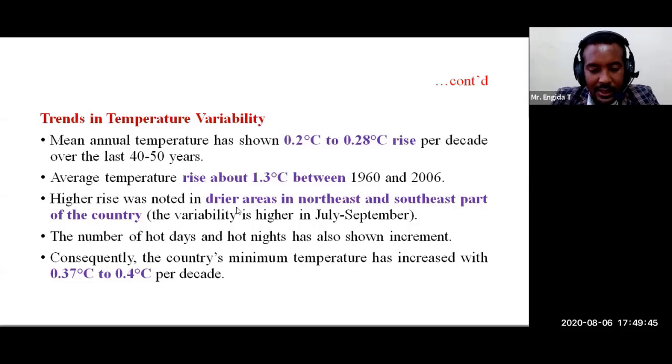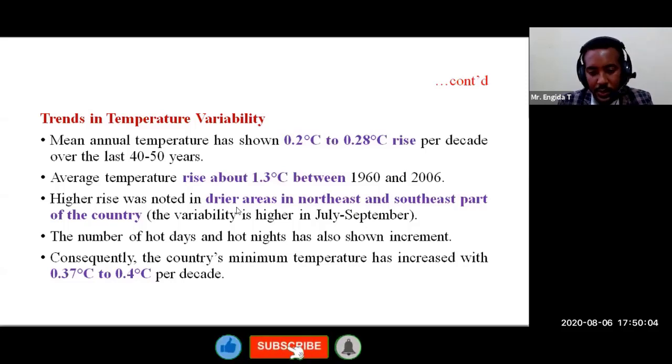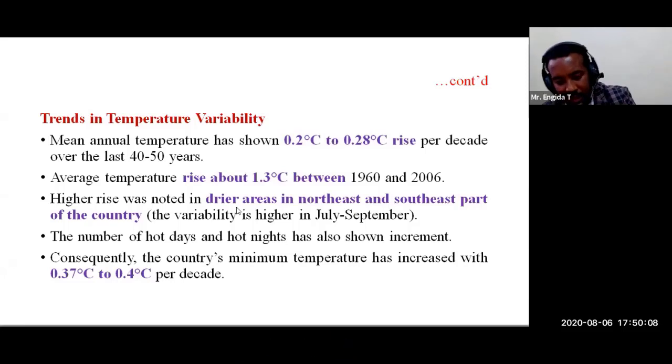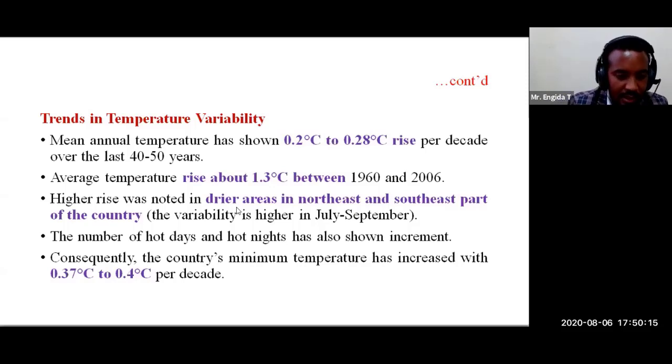Specifically, some study indicated that between 1960 to 2006, you can imagine the record, there was a change of about 1.3 degrees centigrade within these nearly 45 years of data. Within these 45 years, there was a change of average temperature of about 1.3 degrees centigrade. You can imagine. This change was very serious in almost all lowland parts of the planet and Ethiopia in particular.